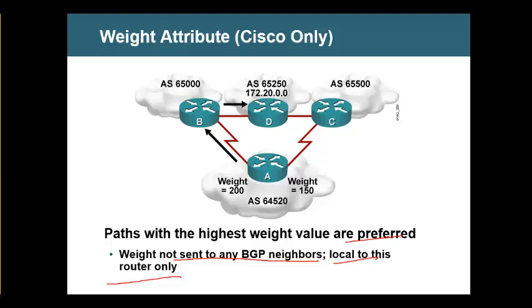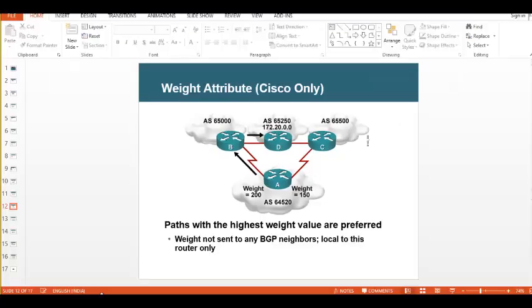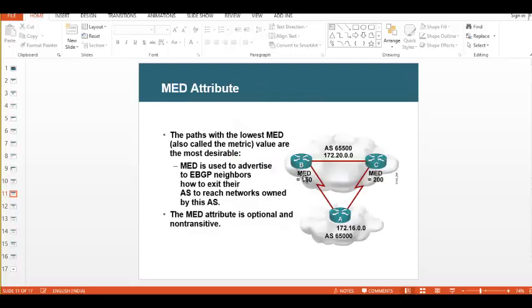Weight is configured on your router, and the impact is on your router, your autonomous system. MED is configured on your neighbor's autonomous system, but the impact is on your autonomous system, your router.